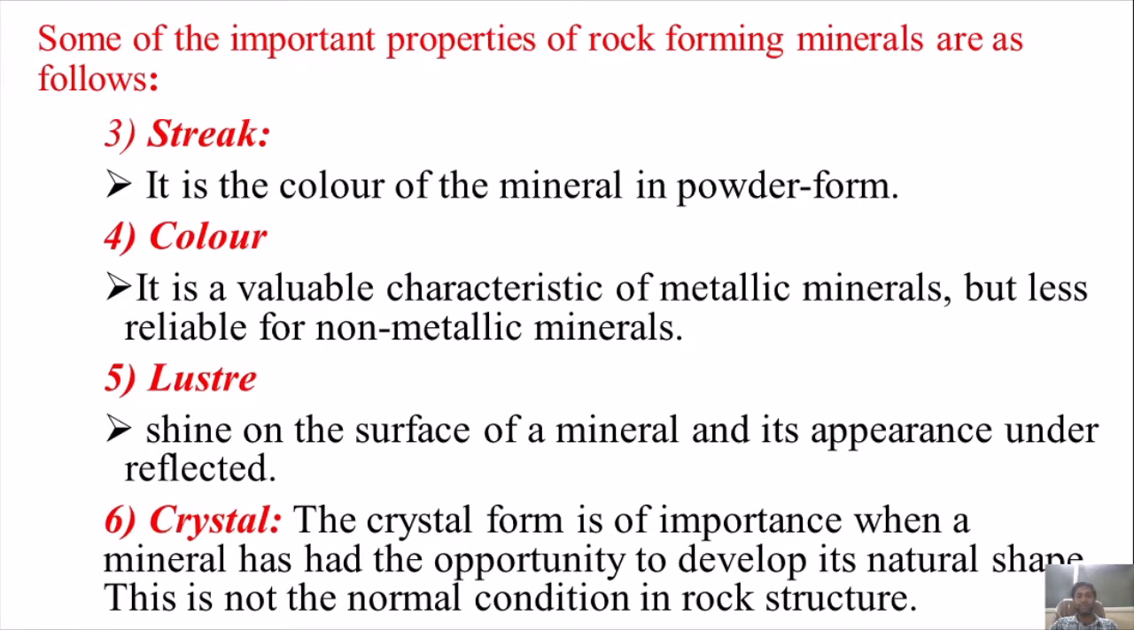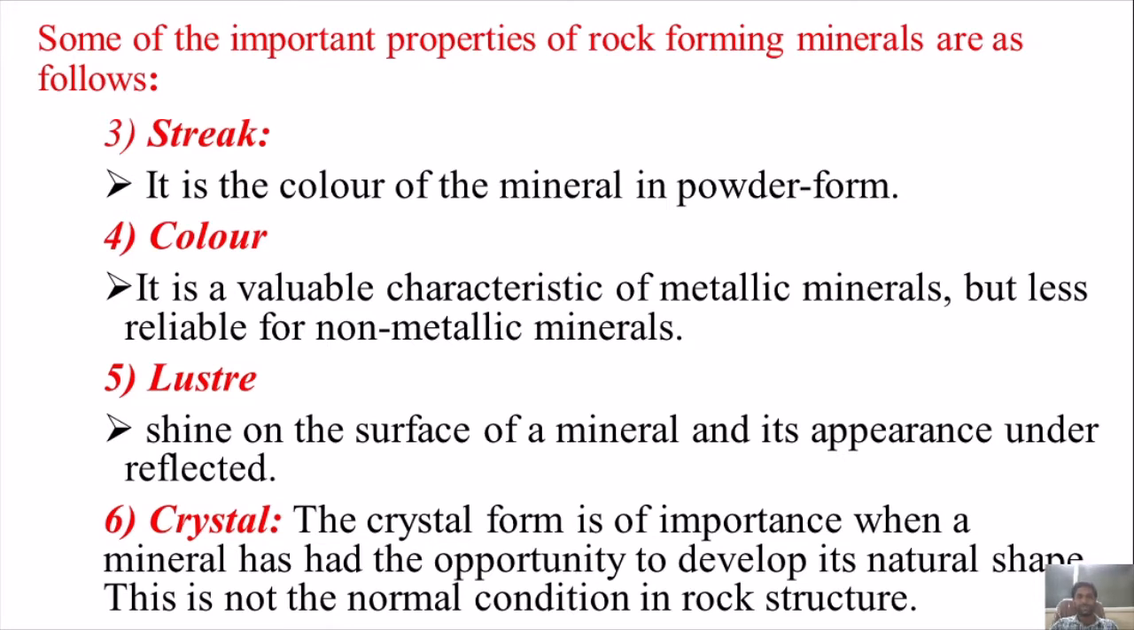Color is a valuable characteristic of metallic minerals, but less reliable for non-metallic minerals. A metallic mineral is one which has metallic value, such as iron ores, magnetite, hematite and so on. Whereas non-metallic minerals are like clays, quartz, marble, etc. These will have different colors. So it is a valuable characteristic of metallic minerals, but less valuable in non-metallic minerals.